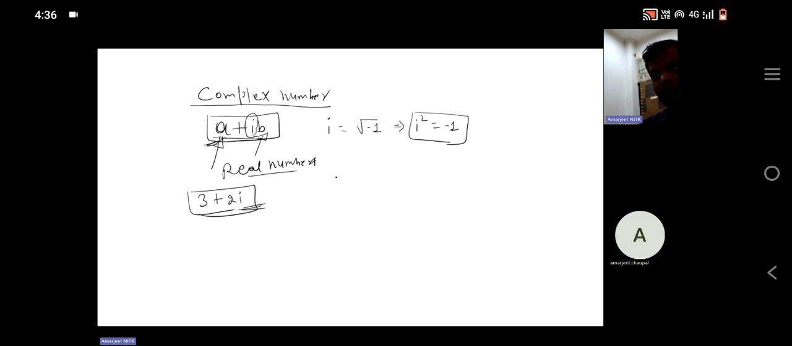Another form of complex number is polar form. So what is polar form? This is the main target for today. If a number is like this, a plus iota b, this complex number represents a point a comma b in a complex plane.